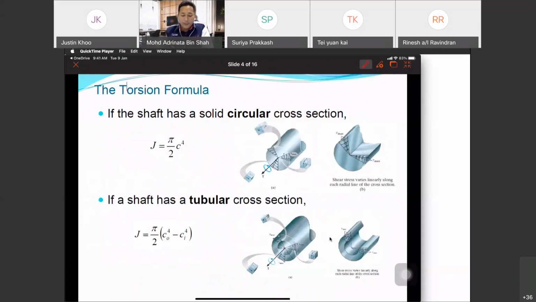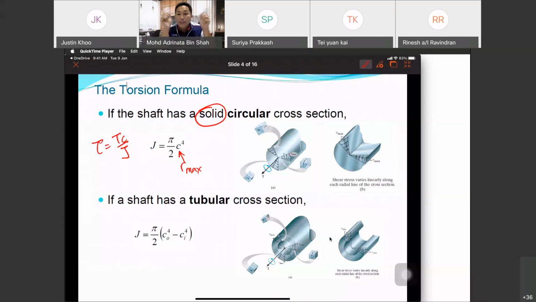Okay, so tau is equals to T C over J. So ini J. J for a solid circular cross section. J is equals to pi over 2 C to the power of 4. Okay. Tak kira J ni kena ambil C ni adalah R maximum.